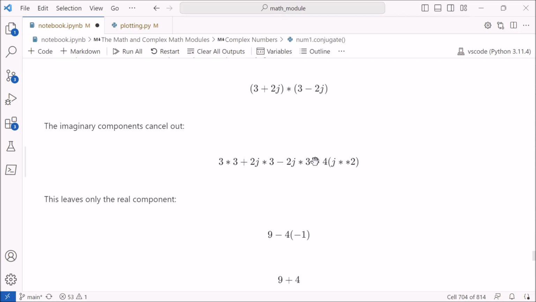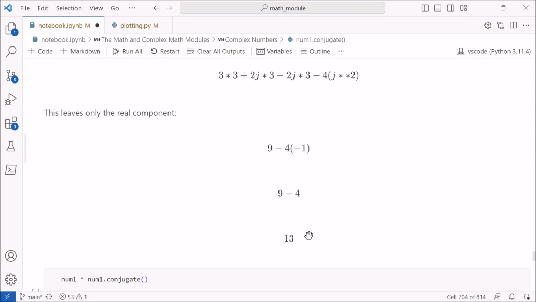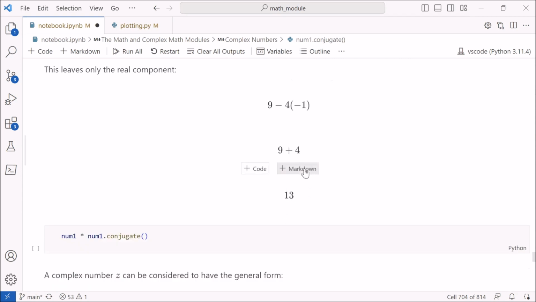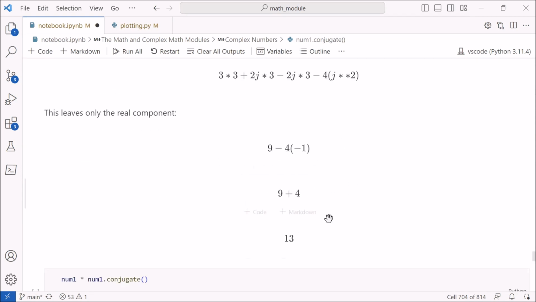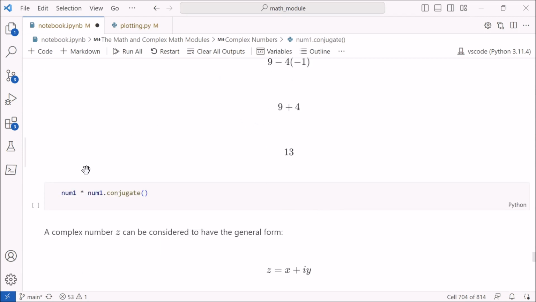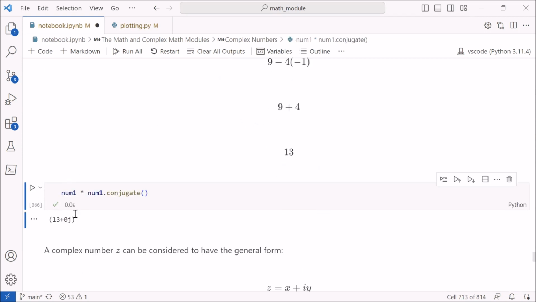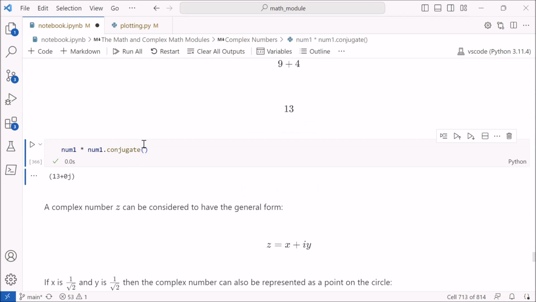So these two cancel out. So you've got 9 minus 4, j squared is minus 1. So this is 9 minus 4 times minus 1, 9 plus 4, which is 13. Notice this is a real number with no complex component on it. This can be done in Python using the following.